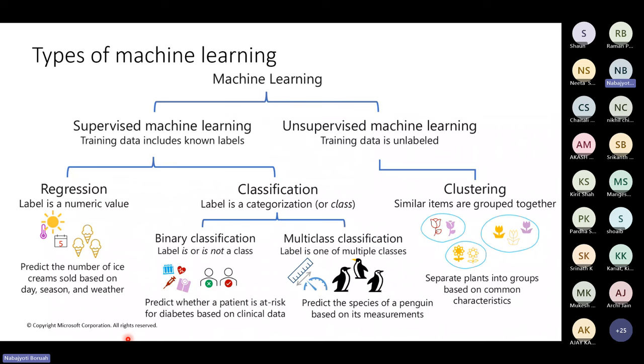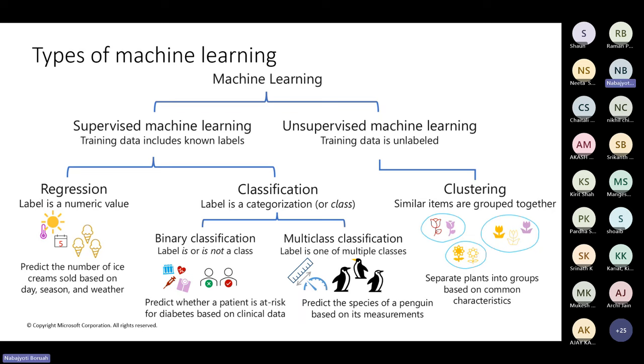If you go below supervised machine learning, we see two types of algorithms that could be used under its banner: regression and classification. So what does regression do? Regression is a form of supervised machine learning in which the label predicted by the model is a numeric value. For example, the number of ice creams sold on a given day based on the temperature, rainfall, or wind speed. Those would be the features used to predict the number of ice creams that can be sold on a particular day.